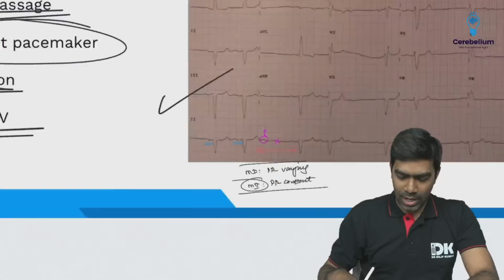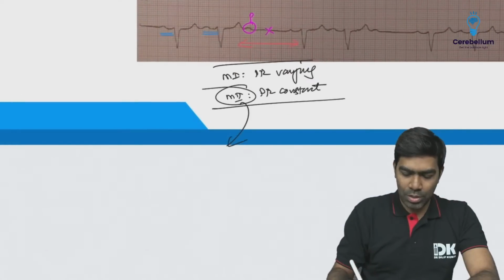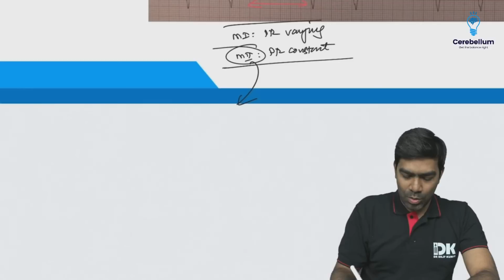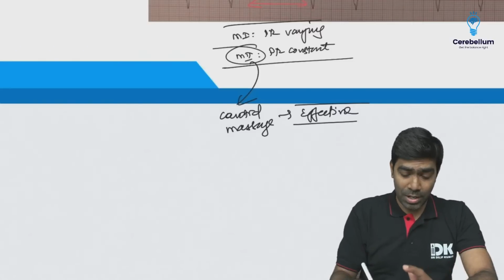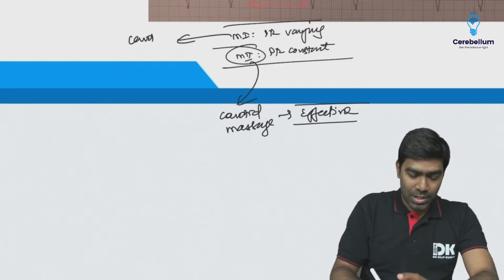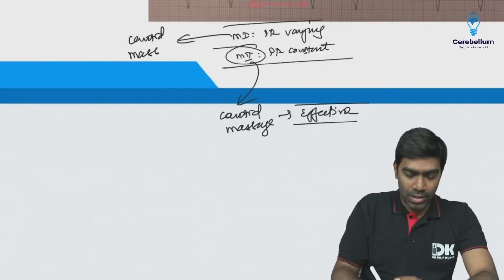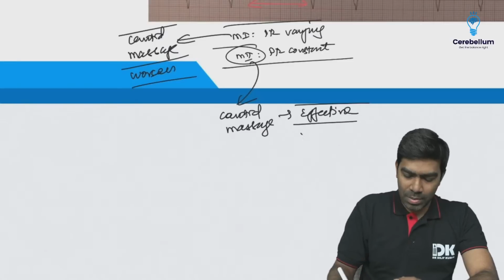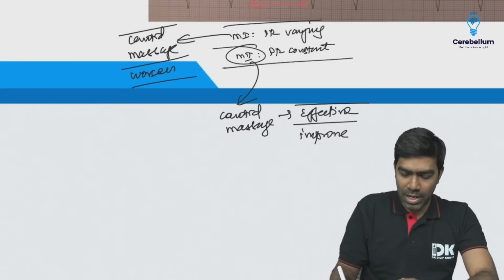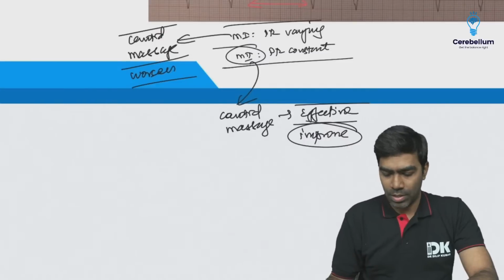Third degree? No, actually, it's Mobitz 2. For Mobitz 2, carotid massage or any vagal maneuver, especially carotid massage, can be effective and can actually reduce the bradyarrhythmia. There are a lot of reasons for that. But in Mobitz type 1, carotid massage or any vagal maneuver will worsen the block, whereas here it will improve it. Sometimes it can improve the Mobitz 2 block. So that is the reason.